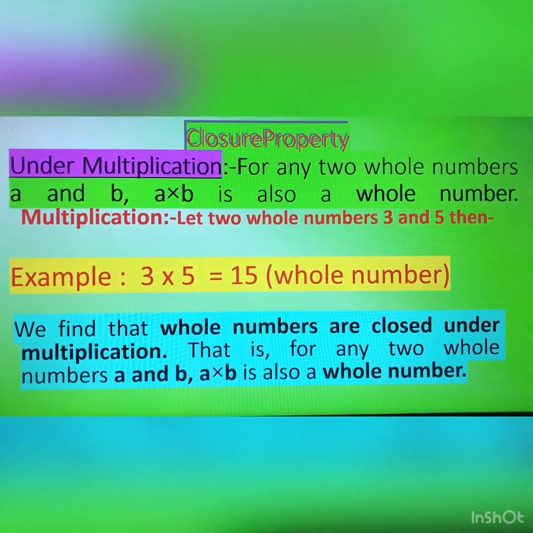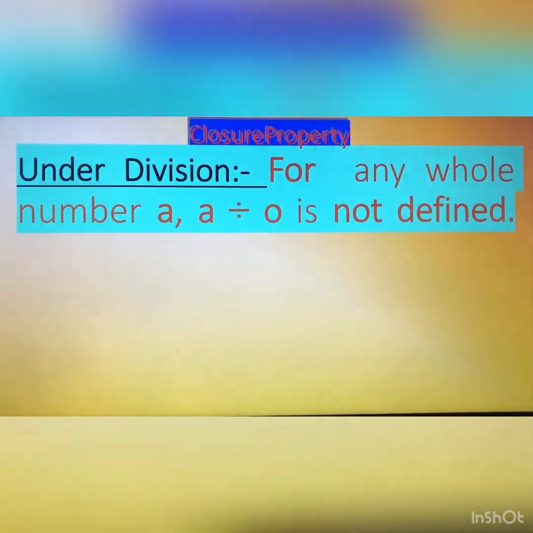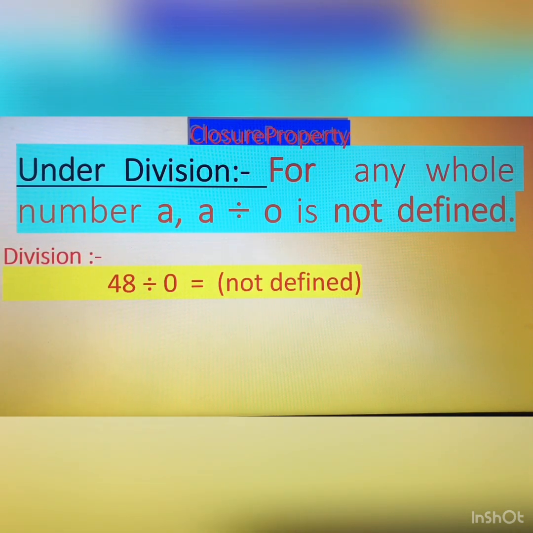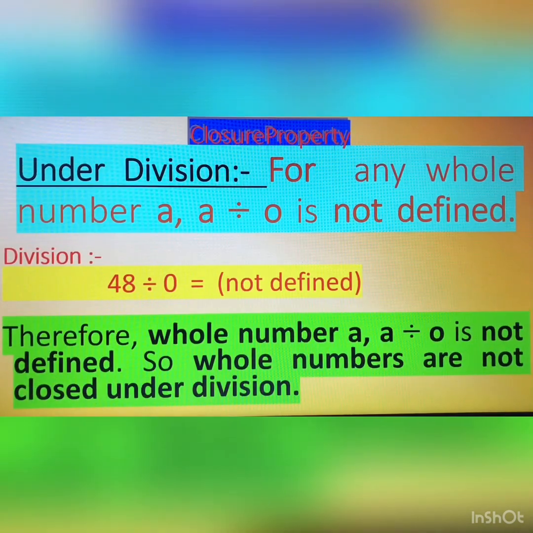Now closure property under division. For any whole number A, A divided by 0 is not defined. Means if we divide any whole number by 0, then the result is not defined. Therefore, closure property under division will not hold. Let us understand it with an example. Let 48 be a whole number, then 48 divided by 0 is not defined. Therefore, closure property under division will not hold.